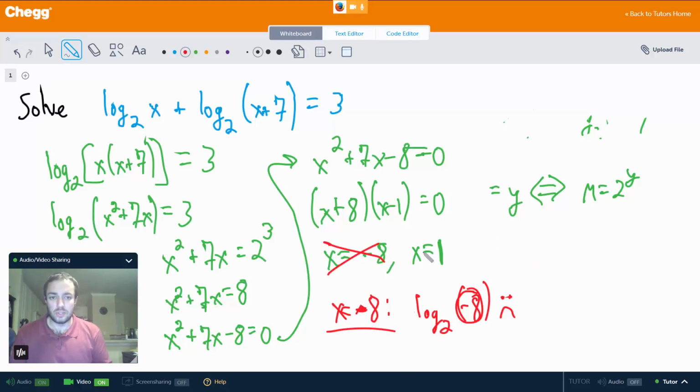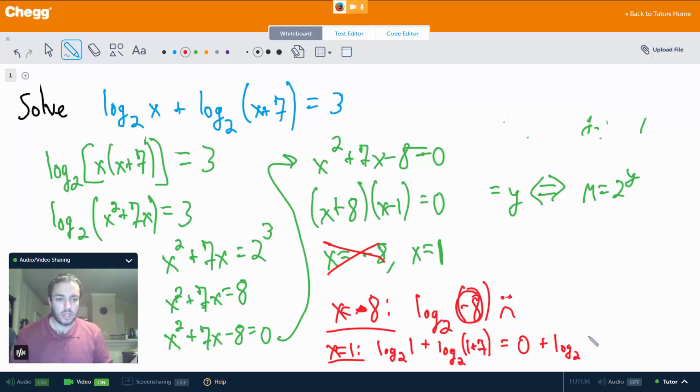Well, hopefully that works. Otherwise, this equation has no solution. So if x equals 1, then we have the base 2 log of 1 plus the base 2 log of 1 plus 7. Now the base 2 log of 1 is 0. That's just a matter of knowing properties of logs. And then this is the base 2 log of 8. So 0 is just 0, so that's gone, forget about it. And the base 2 log of 8 is 3.